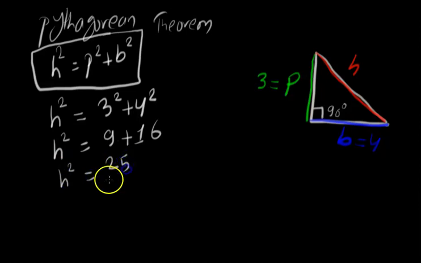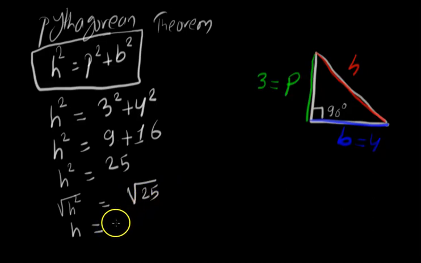That is going to be 25. Now we need to take the square root on both sides to cancel out the square that the hypotenuse has. So root under h square equals root under 25. The square root of 25 is 5. It could be positive or negative 5, but as we are dealing with distance here, it will be just positive 5. So the hypotenuse is equal to 5.